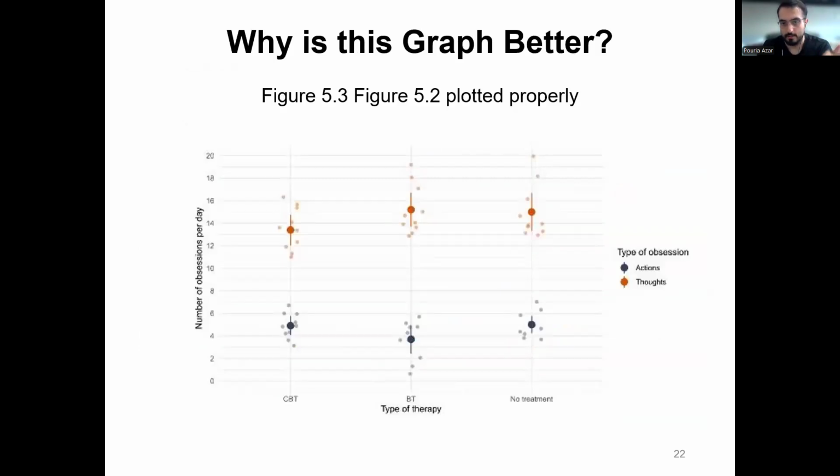This graph is better than others because it shows data points first, and it shows the types of observations. The x-axis, the y-axis is clear. It says number of obsessions per day, and the x-axis is also clear. We have CBT, BT, no treatment. It's type of therapy. And then it shows standard deviation or 95% confidence interval, and I can see the values. I can interpret this data clearly.